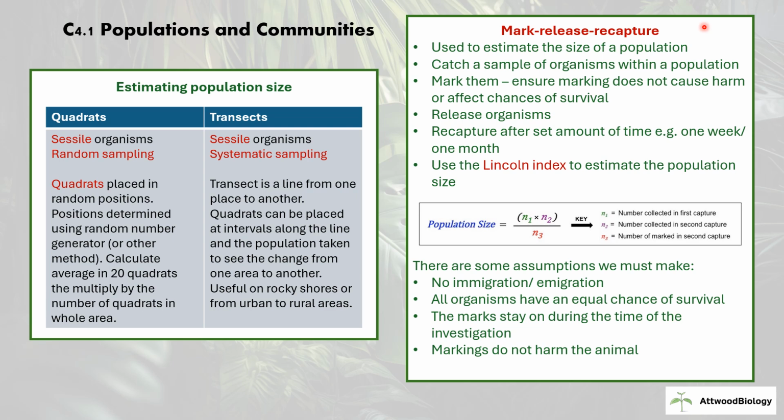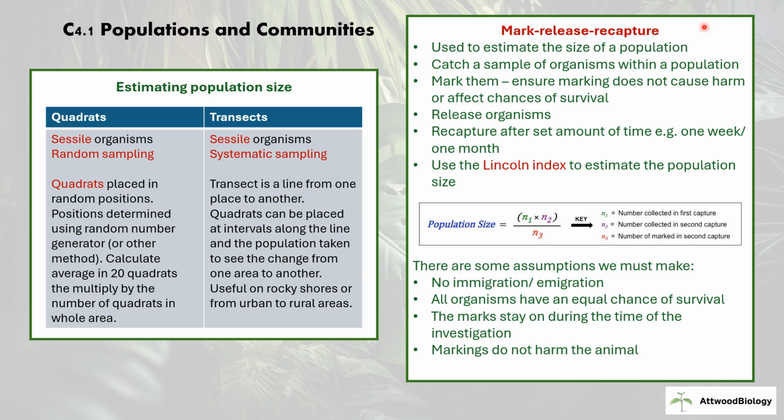You then need to mark them, but you have to ensure that the marking does not cause harm or affect the chances of survival of the individual. So for example, if you're going to catch snails, you cannot paint them with neon yellow nail polish in order to mark them, because A, that might be toxic, and B, that might make them more obvious to predators and therefore more likely to be eaten. You also must make sure that you mark them with something that isn't going to come off. So the marking is going to stay on until the next time you come back to find them.